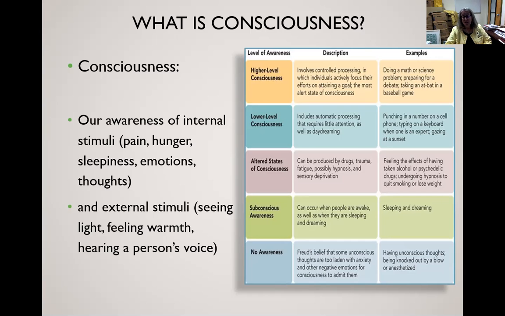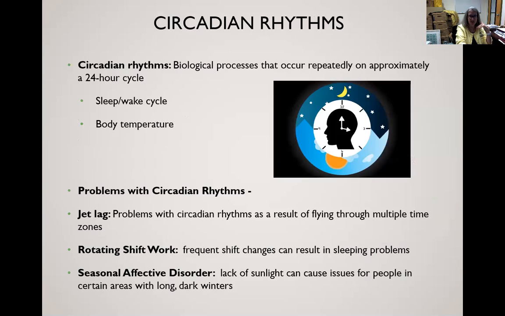Altered states of consciousness can happen through hypnosis, or if you're really, really tired, or if you go into one of those sensory deprivation tanks. Also, of course, certain drugs will give you altered states of consciousness. Subconscious is when we're sleeping or dreaming. So we're not even aware of what's going on outside or inside of us at that time. And no awareness is going to happen when, like, you're under anesthesia, you lose blocks of time, you didn't even know what happened. So those are the different states or levels of consciousness.